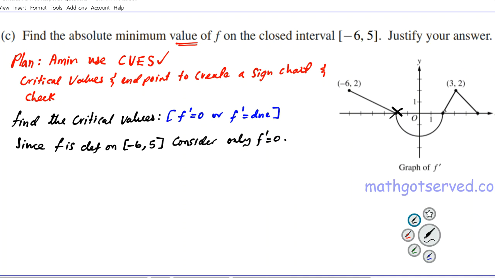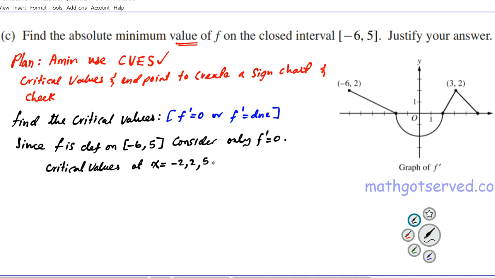We have one here and one there, -2 and 2. All right, so those are our critical points. Oh wait, I'm sorry. -2, 2, and then this one right here hiding in the corner, 5. So we have 3 of them. Okay, so let's go ahead and write that down. So our critical values are at x equals -2, 2, and 5.